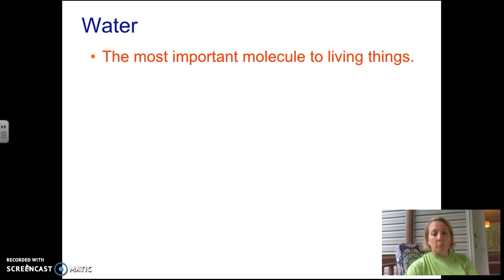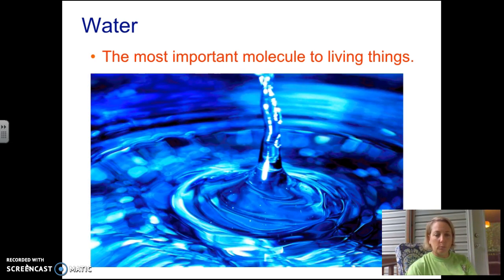Okay, it is the most important molecule to living things. We can actually go longer without food than we can without water. So it is one of those universal liquids that all living things need.